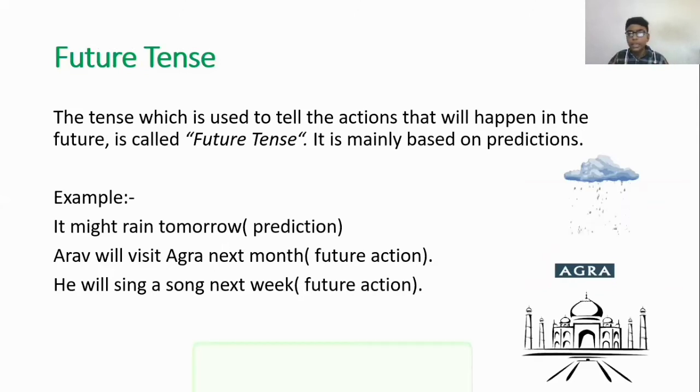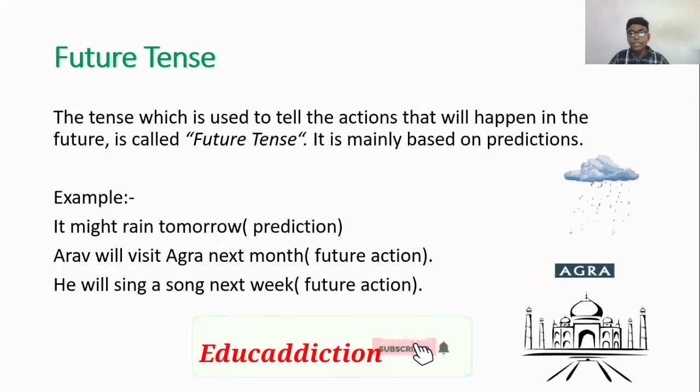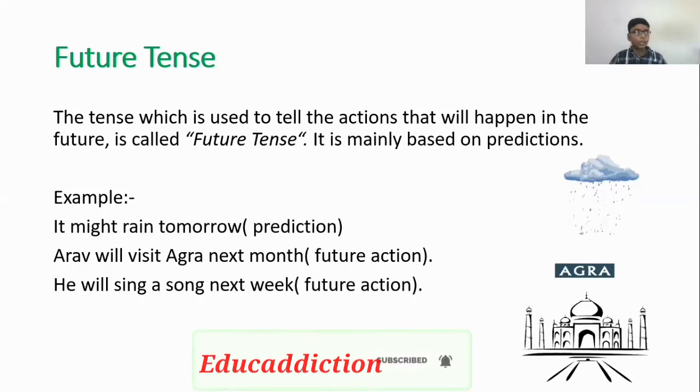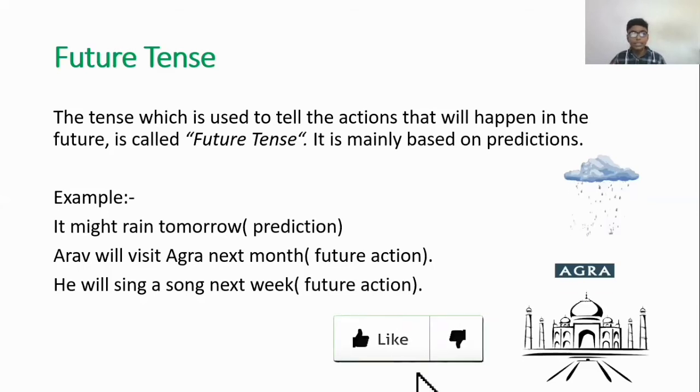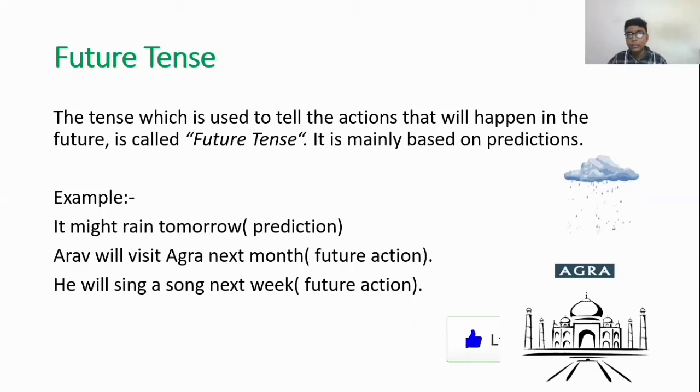Everyone knows that we all predict some kind of future, that it is going to rain in a few hours. After the coronavirus gets over, we will be going for a road trip. So we all make assumptions like that. In that case, we use future tense. It is mainly based on predictions because no one can tell the future 100% accurately. It is definitely a prediction which might happen.